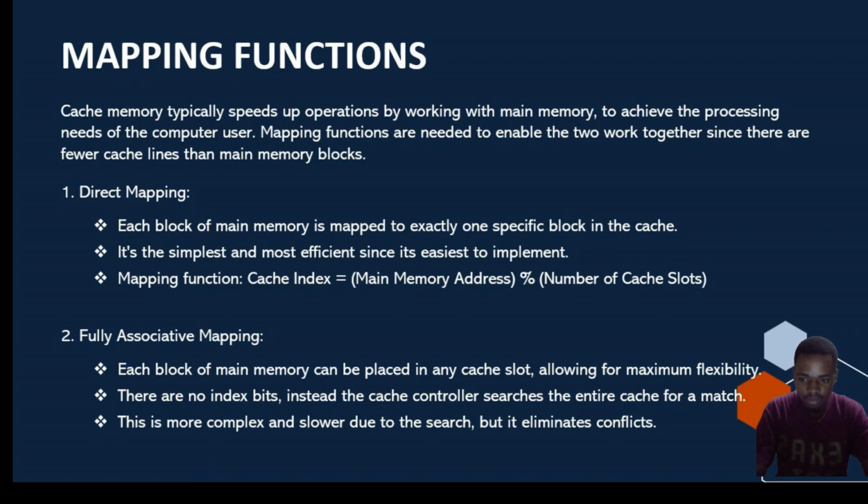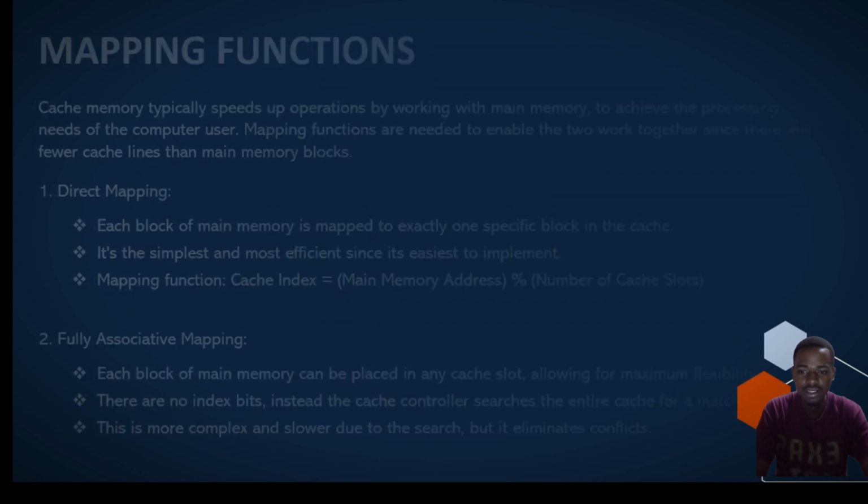Then for the associative mapping, each block of main memory can be placed in any cache slot, allowing for maximum flexibility. There are no index bits. Instead, the cache controller searches the entire cache for a match. Also, this is more complex and slower due to the search, but it eliminates conflicts. So overall it's a better mapping algorithm than direct mapping.